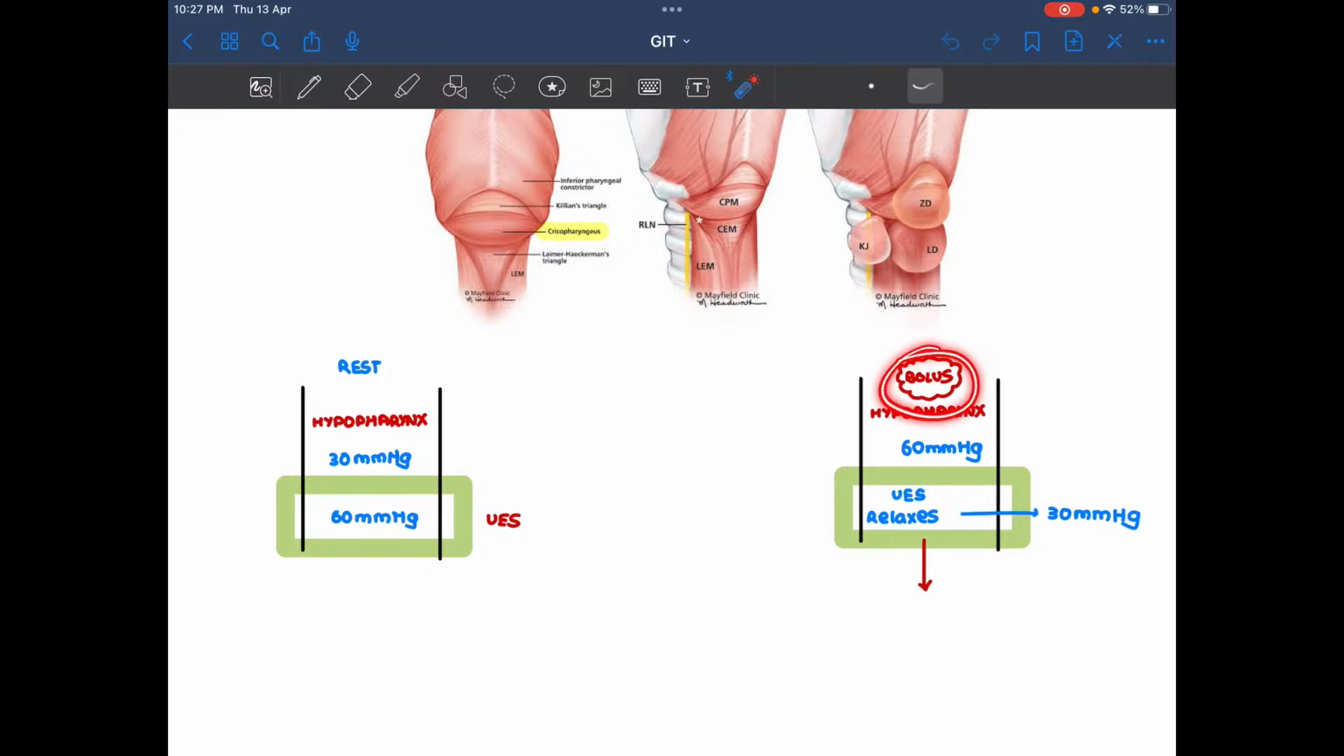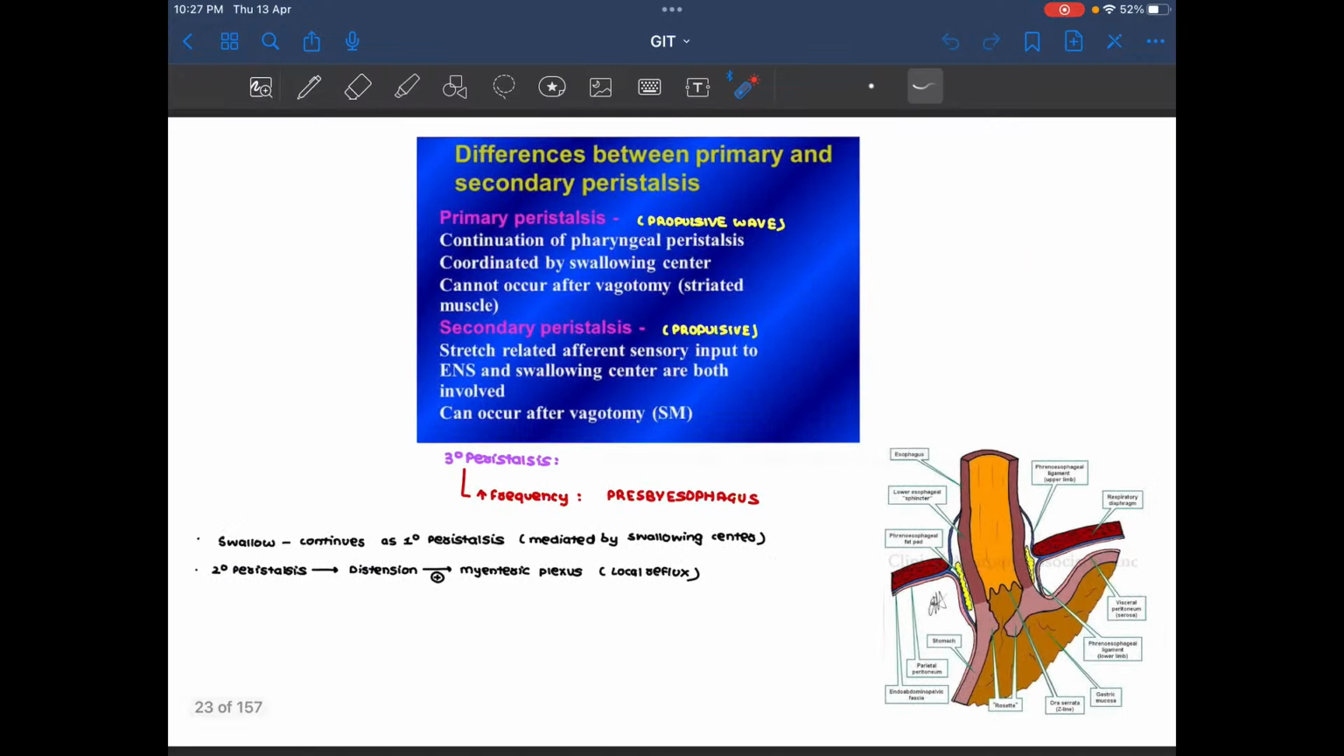But whenever you have a food bolus coming in, this vagus nerve, that's your 10th nerve, it's going to do two things. One, it will make the posterior constrictors contract, as well as it is going to inhibit your upper esophageal sphincter tone as well. So whenever this upper esophageal tone relaxes, it's going to drop down to 30, and your hypopharynx pressure is going to increase up to 60 millimeters of mercury, and then the bolus passes downwards. So this is your deglutition reflex.